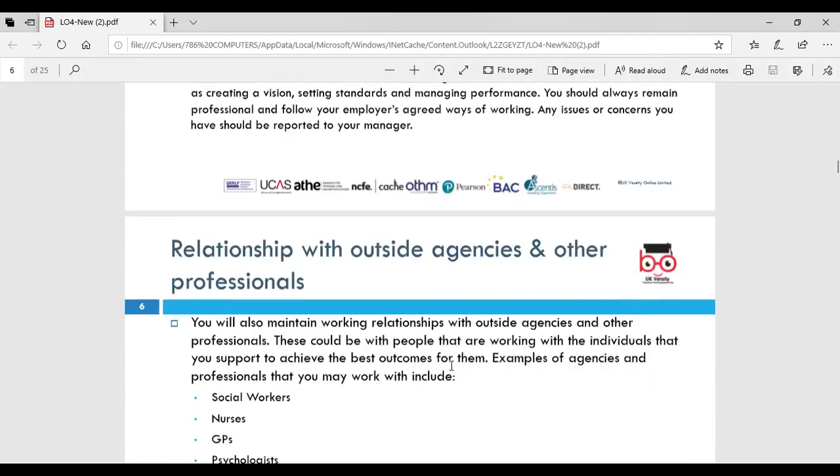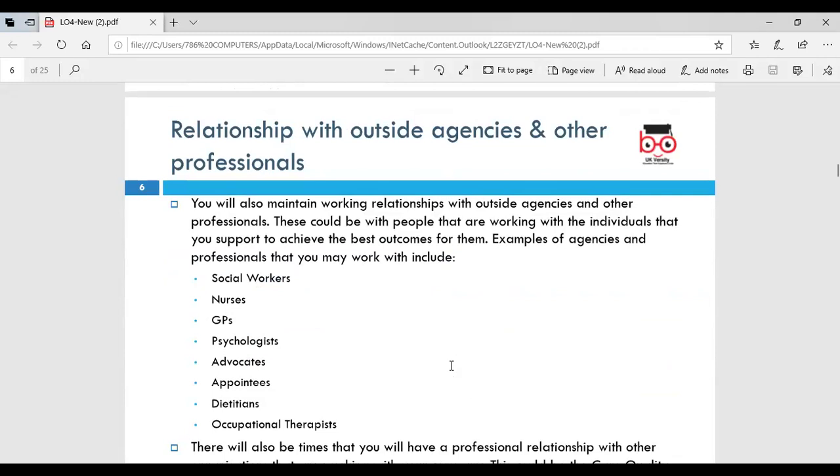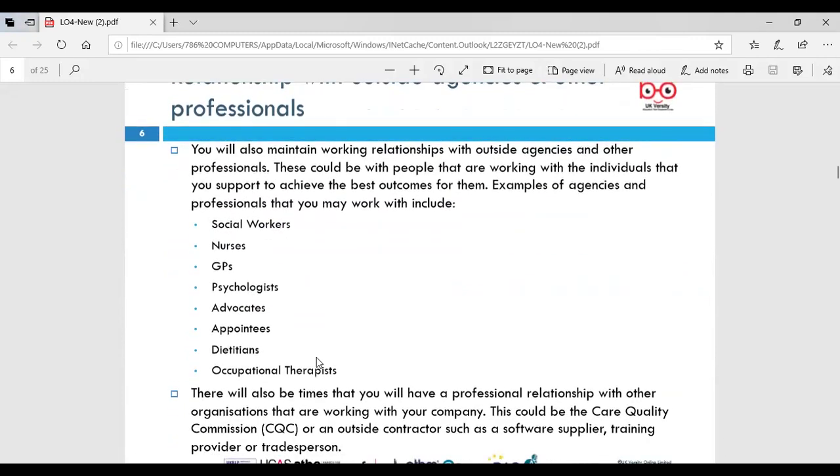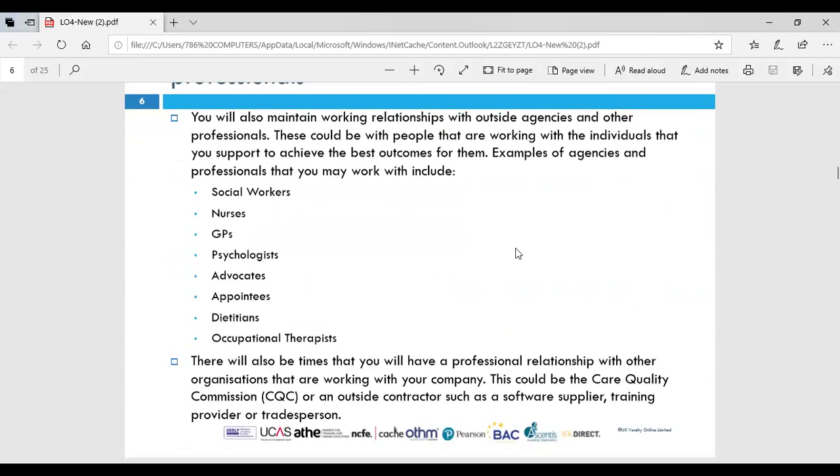So you'll also be working with outside agencies. So you have social workers, you have nurses, you have GPs, psychologists, advocates, appointees, dietitians, occupational therapists. Some of them will always be a part of your working relationship. So this is just a small list. The list is bigger than this.